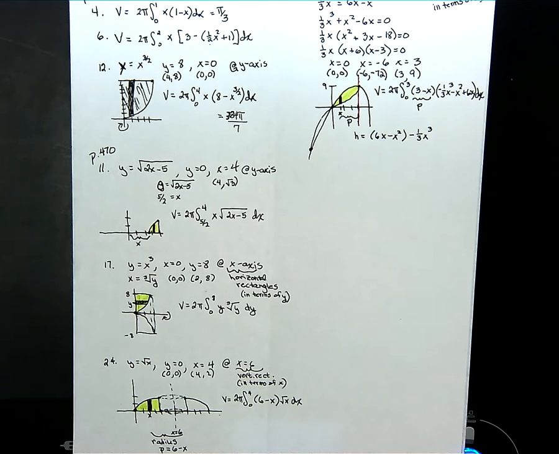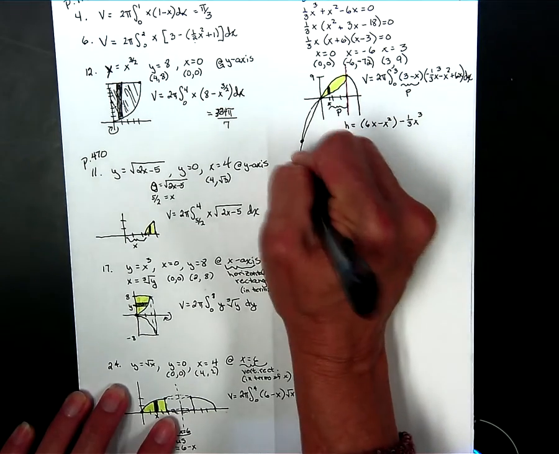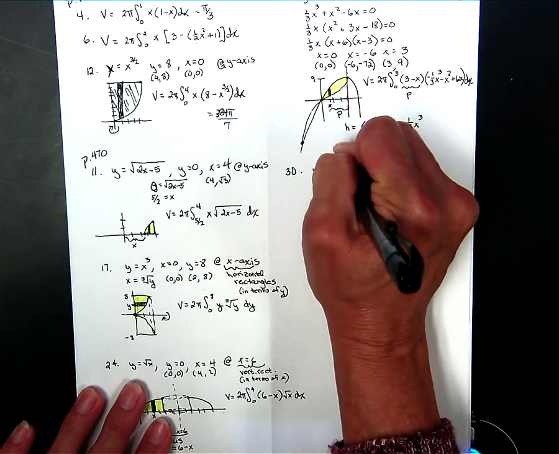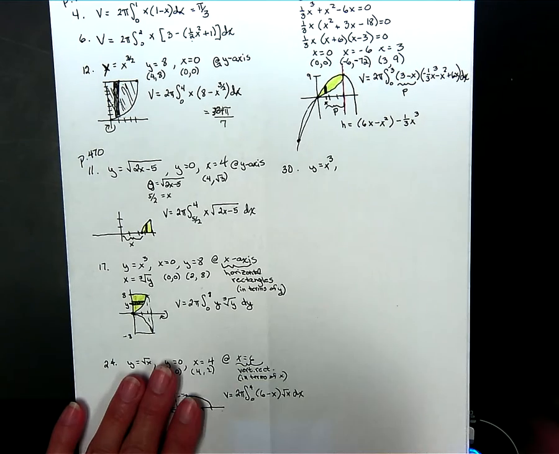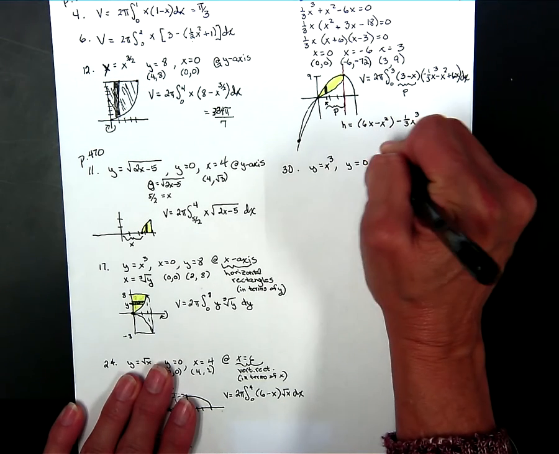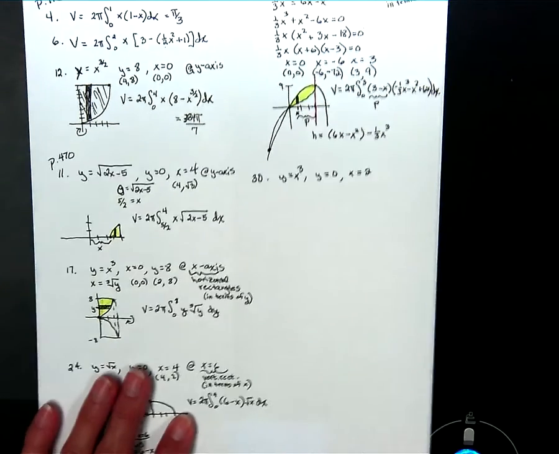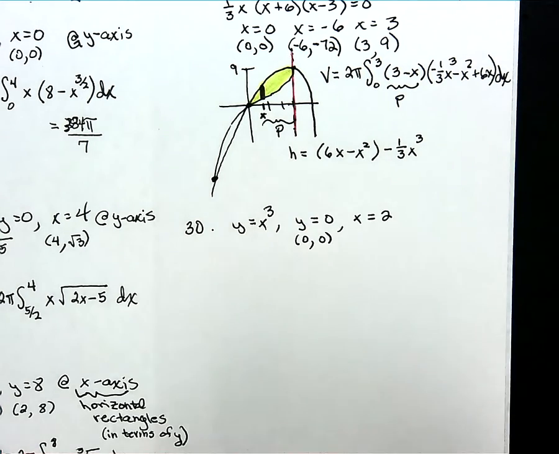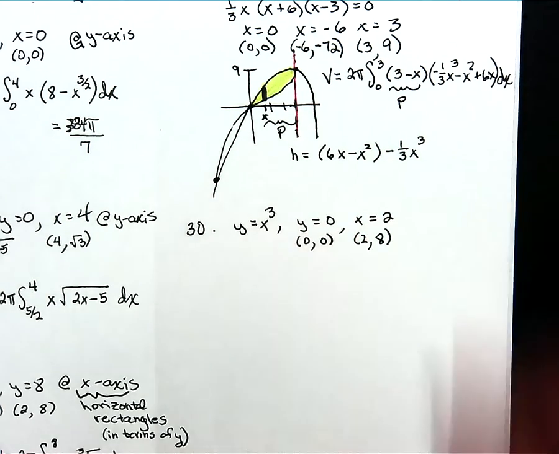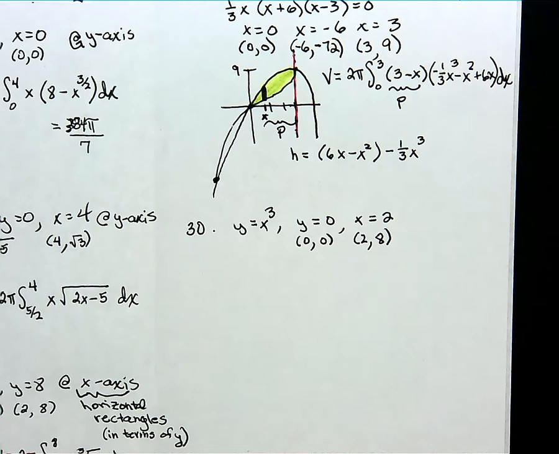All right, so maybe we have time to start. Number 30 says choose your method. So there'll be a couple problems on the test that say choose your method. Number 30 says y equals x cubed. That's easy to solve for x if I need to, so yay, I can go either method on that. Y equals 0, x equals 2. And I'm going to go ahead and say when x is 0, y is 0, and when x is 2, y is 8. That stays the same for A, B, and C parts.